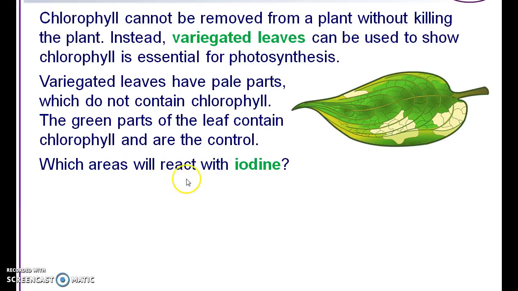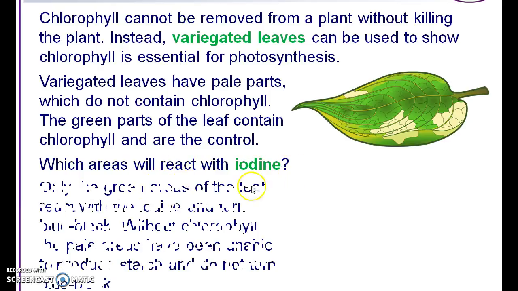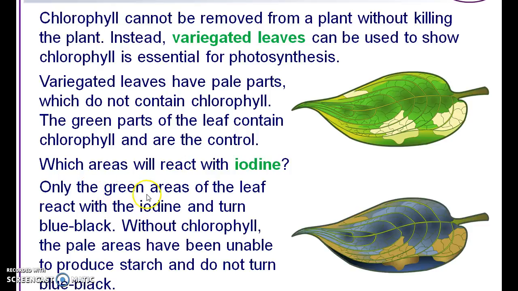Which area will react with iodine? Only the green area of the leaf reacts with iodine and turns blue-black. This is blue-black. Without chlorophyll, the pale areas have not been able to produce starch and do not turn blue-black.